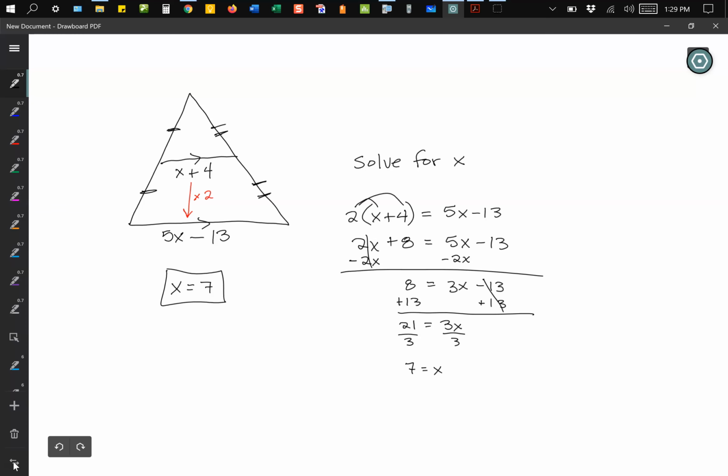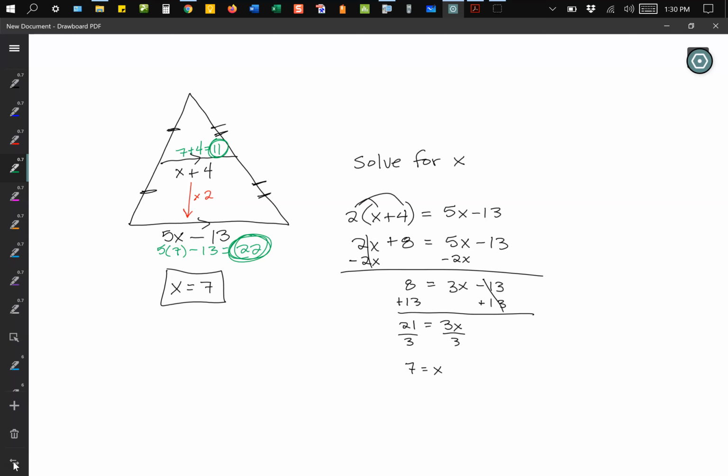Now, if it asked you how long the two pieces were, you could go ahead and plug that in. 7 plus 4 gives you 11. And 5 times 7 minus 13 is 35 minus 13 is 22. So you can see that that works. The side is 2 times as long as the midsegment. 22 is 2 times 11. So that x equals 7 does make this work like a midsegment should.